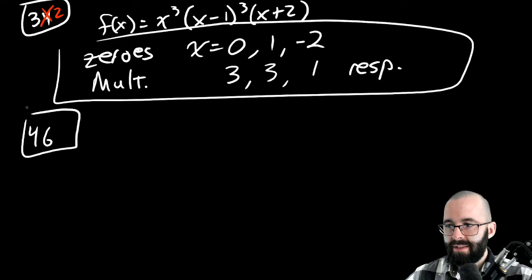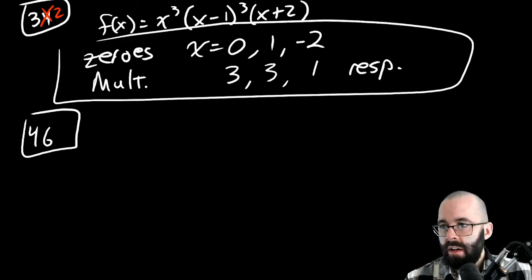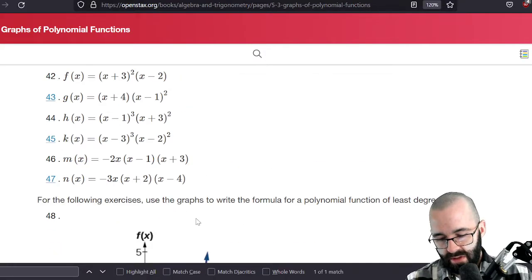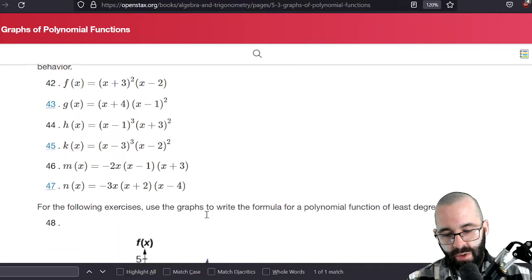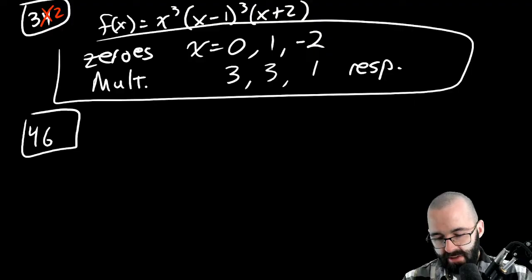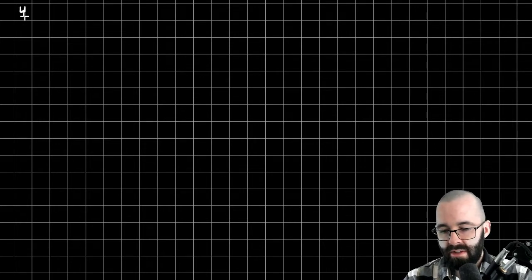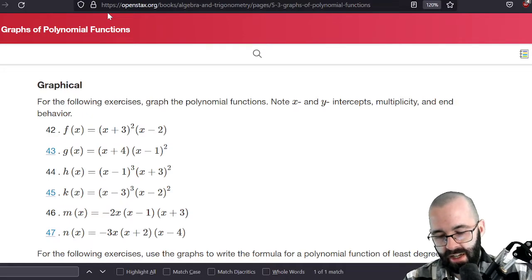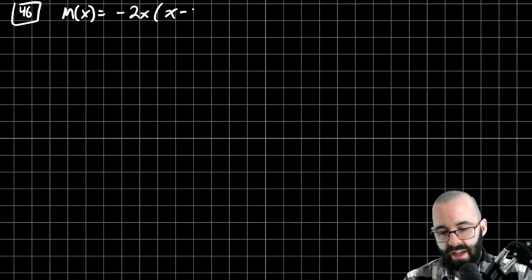46. All right. 46. Scroll down a little bit more. Graph the polynomial functions. Use the intercepts, multiplicity, and behavior. So m of x. Let's do this on the next page. We're going to want the full page for this. All right, this is 46. And m of x is equal to negative 2x times x minus 1 times x plus 3.